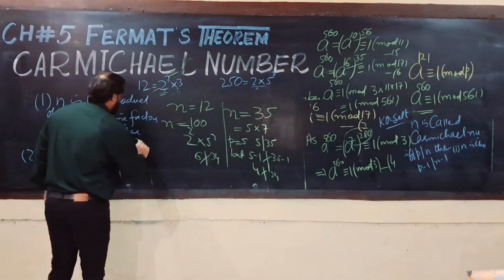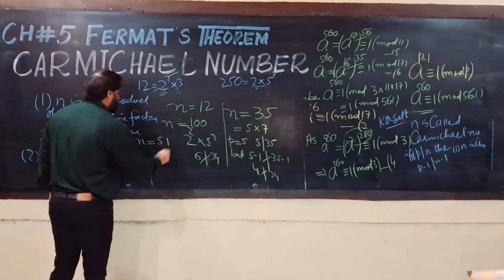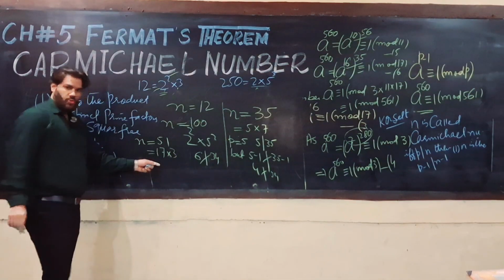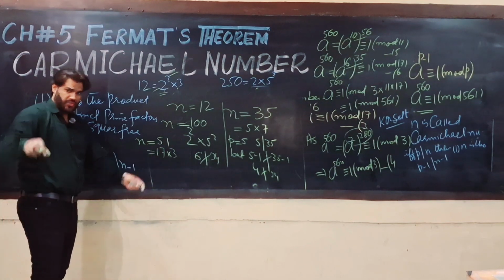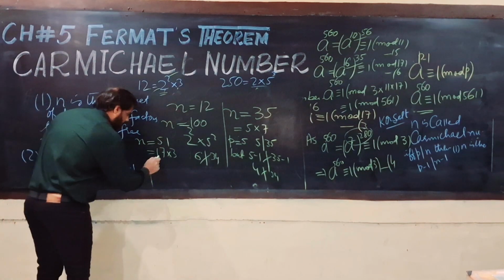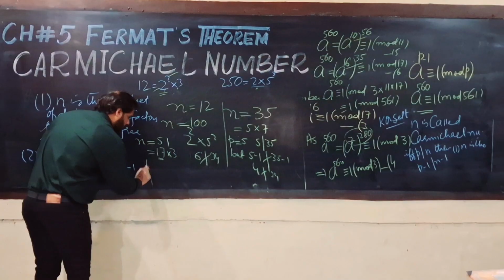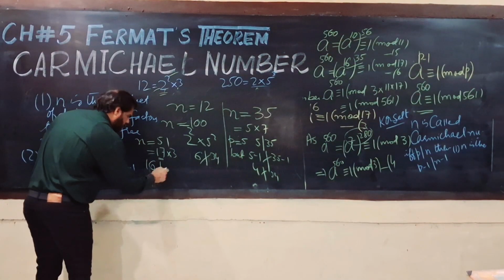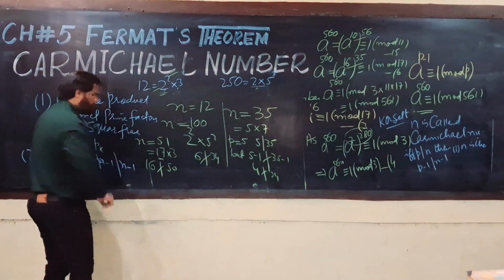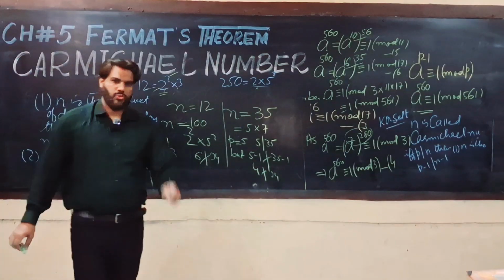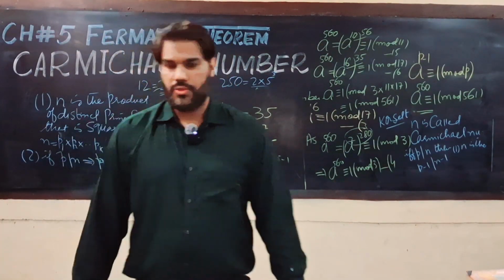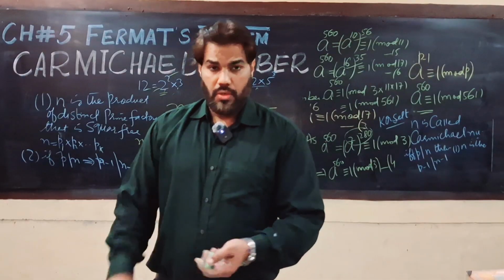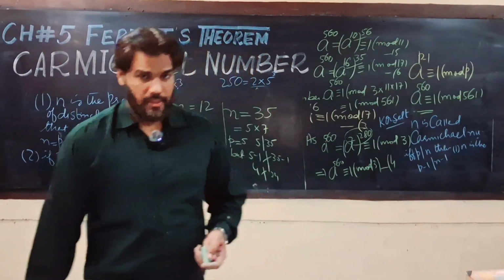Similarly, if you take n equal to 51, this is the product of 17 into 3. The first condition holds, this is the product of two distinct prime factors without containing any power. Now 17 minus 1 is 16. Does 16 divide 50? No. This shows that 51 cannot be a Carmichael number. So this is one of the most important tricks to check whether a given number is a Carmichael number or not. I hope now you have a clear understanding about Carmichael numbers.